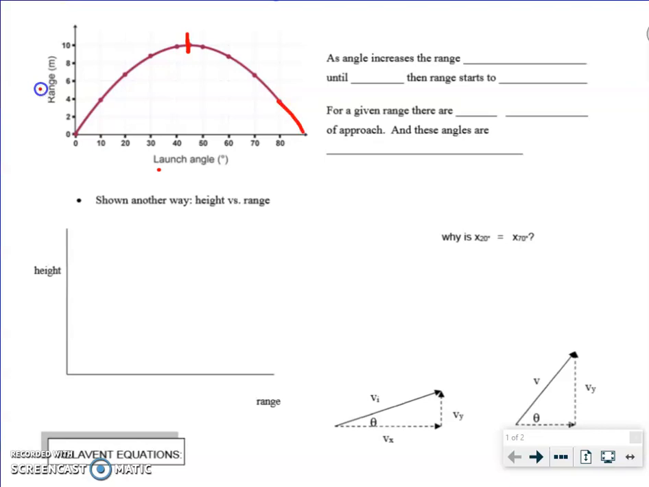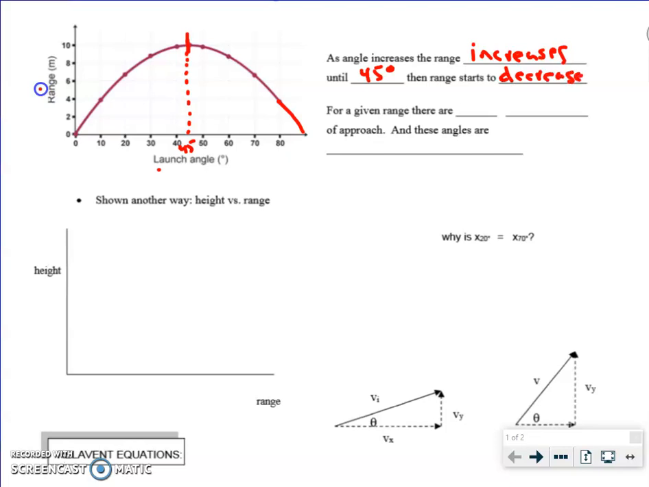Okay, so summarize what we can learn about range and launch angle. There's a lot of problems we can do from that. As the angle increases, the range increases until, and hopefully in the lab you got 45 degrees. Some of you might have anticipated that the maximum range comes from 45, but it's not obvious why that should happen. And then it starts to decrease again.